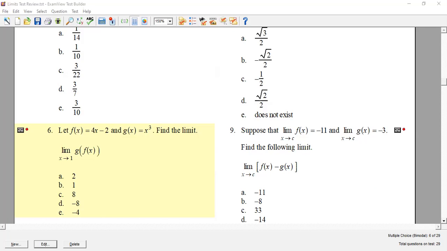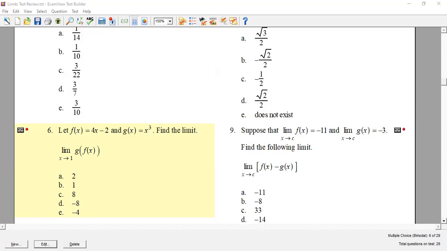All right, so on number 6, and I'll move it so you guys can see it. We have f of x equals 4x minus 2, g of x equals x to the third. Find the limit as x approaches 1 of g of f of x. This problem is not hard, okay? It's not hard. You got to know what to do.